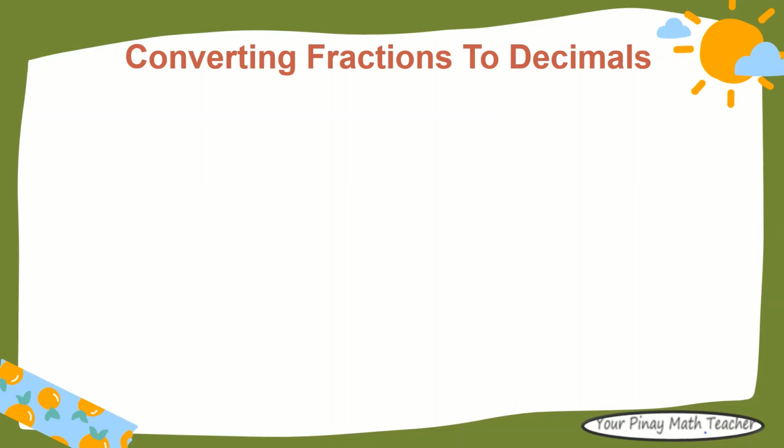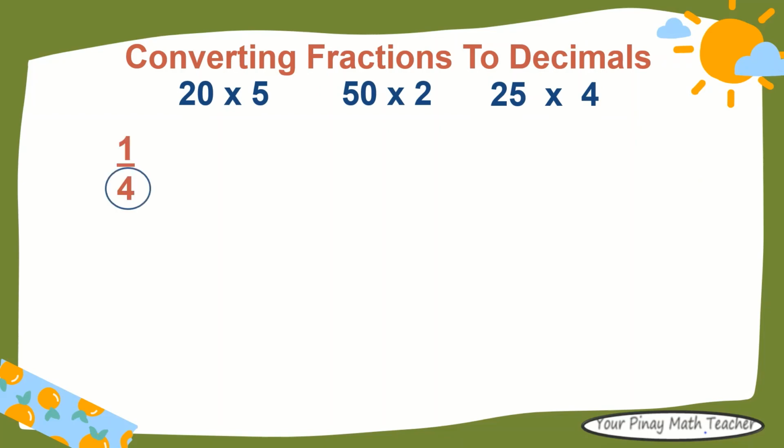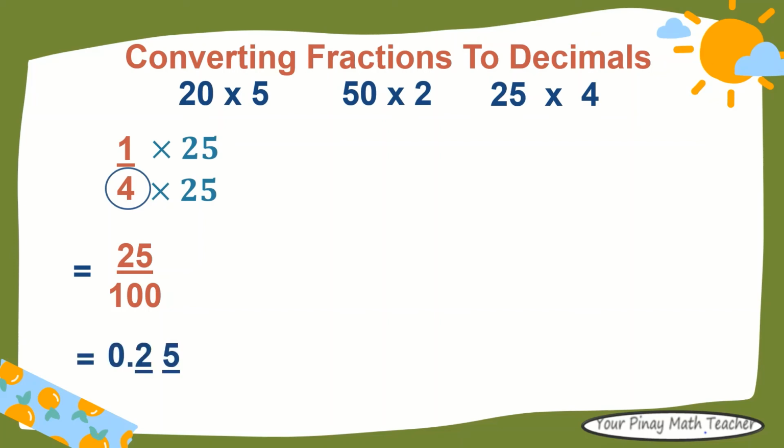Now, let's convert fractions to decimals whose denominators are not 100. Simply remember pairs of factors of 100, such as 20 and 5, or 5 and 20, 50 and 2, or 2 and 50, and 25 and 4, or 4 and 25. For example, 1/4. The denominator is 4. You cannot make 4 into 10, but you can make it 100 by multiplying 4 by 25. So 4 times 25, 1 times 25. Then you will get an equivalent fraction of 25 over 100, which is equal to 0.25.